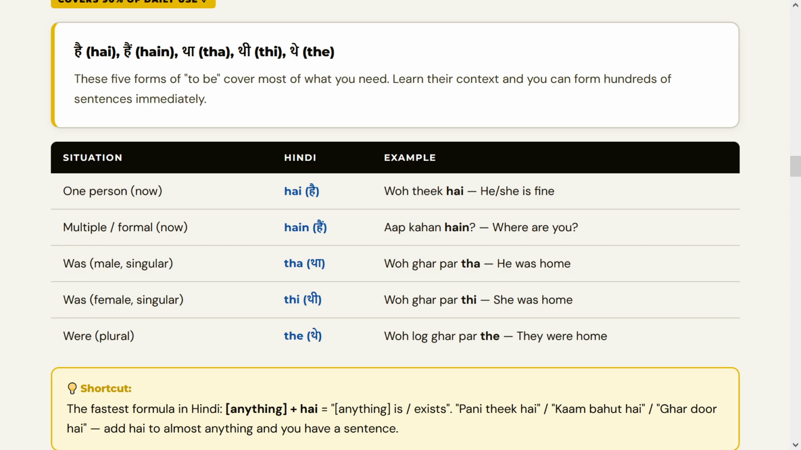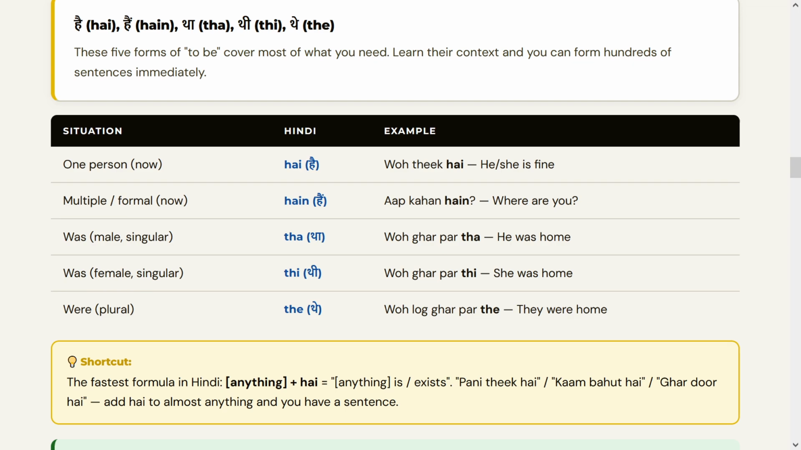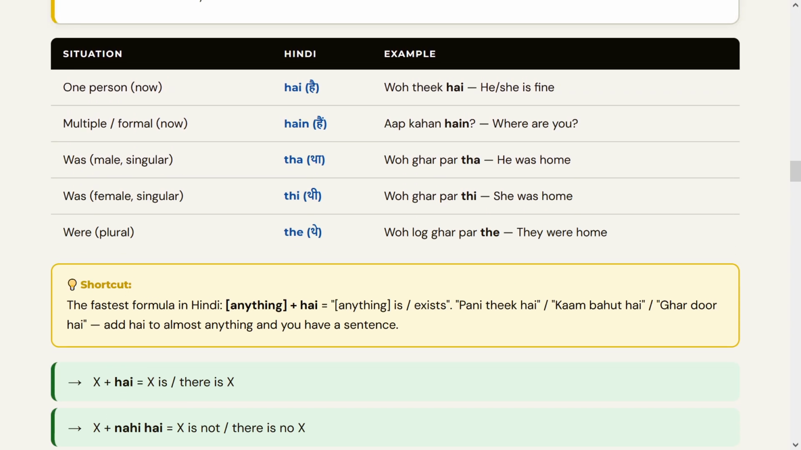Hain has a nasal tone. You have to note this. Tha was for a male or masculine noun. Thi for a female or feminine noun. The, the were plural past. So वो घर पर था. He was home. वो घर पर थी. She was home. The only difference is tha versus thi, the gender of the object.